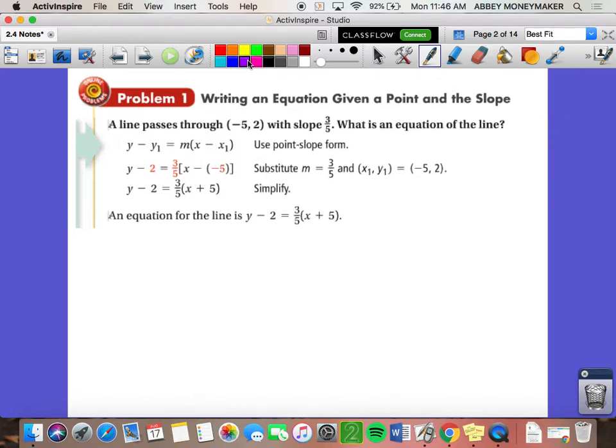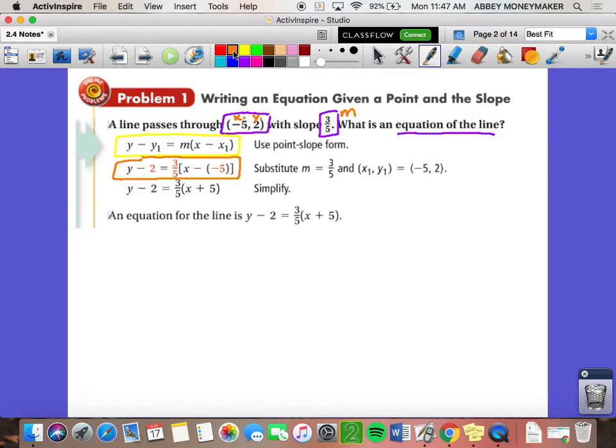So I have a line that passes through the point (-5, 2), and it has a slope of 3/5. What is the equation of the line? I'm given a point and the slope, so I'm going to use point slope. And they've kind of worked this one out for us already. I'm going to use my equation y minus y1 equals m times x minus x1, and all I'm going to do is substitute into my equation. The -5 would be my x1, the 2 would be my y1, and this would be my m. So using that information, we have y minus 2 equals 3/5 times x minus the -5.